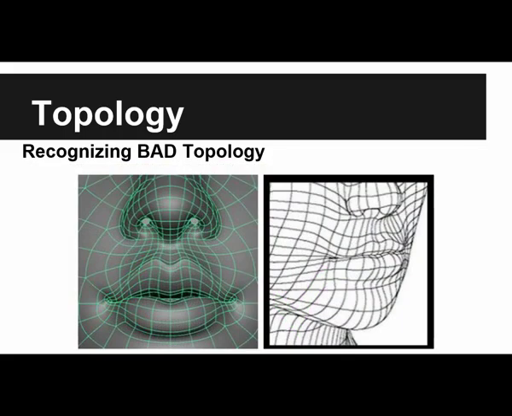Here we can see good topology versus bad topology. So for the topology on the left, you see that the edge flows go with the flow of the mouth and the musculature, where here on the right, the edge flow does not go with the musculature of an actual face. And so the way this face will deform will not look quite right once you start animating it. Whereas here, we're still flowing with how the underlying musculature flows.